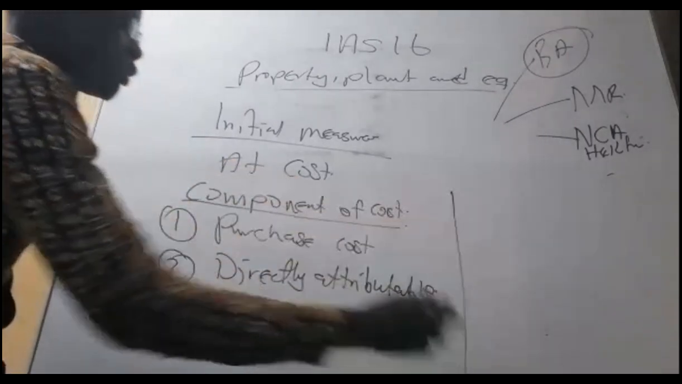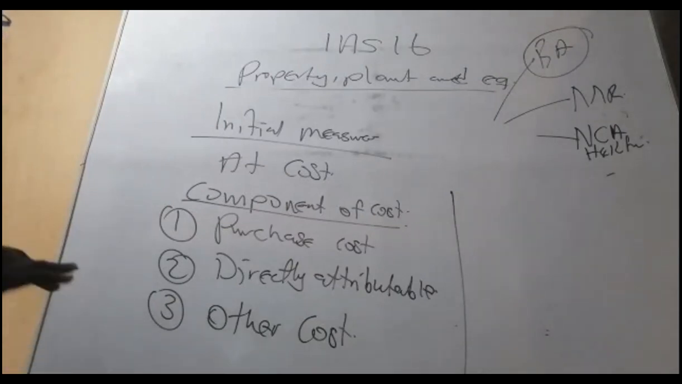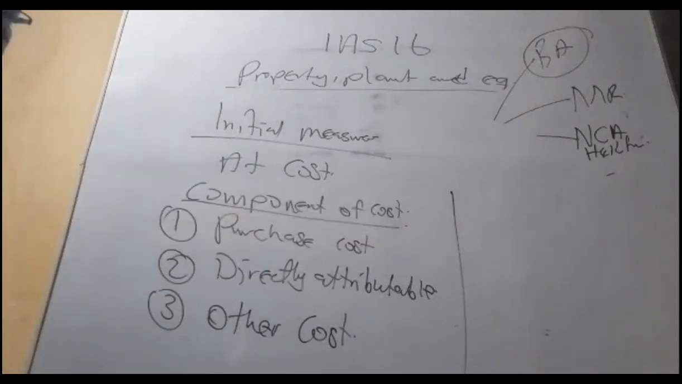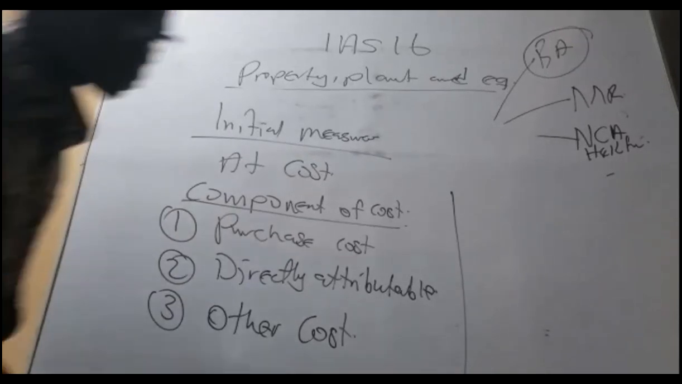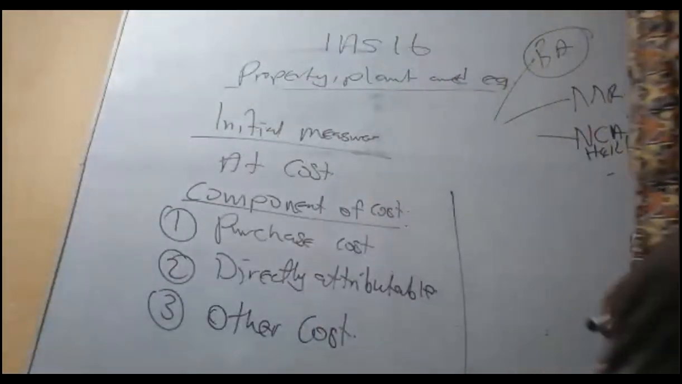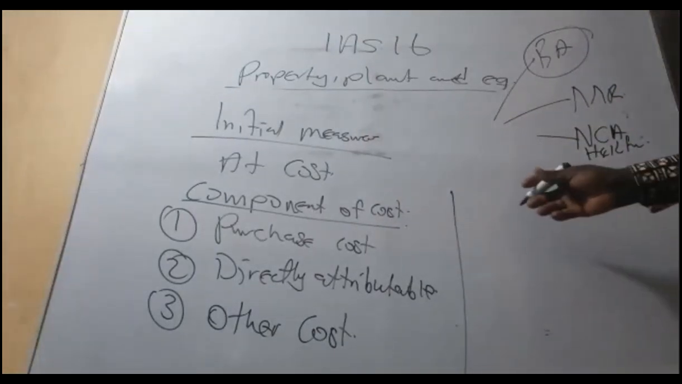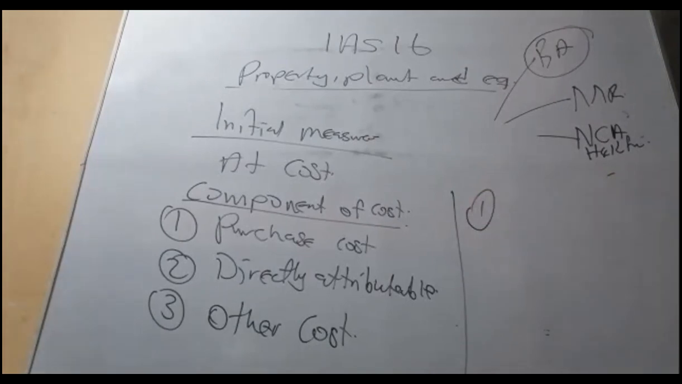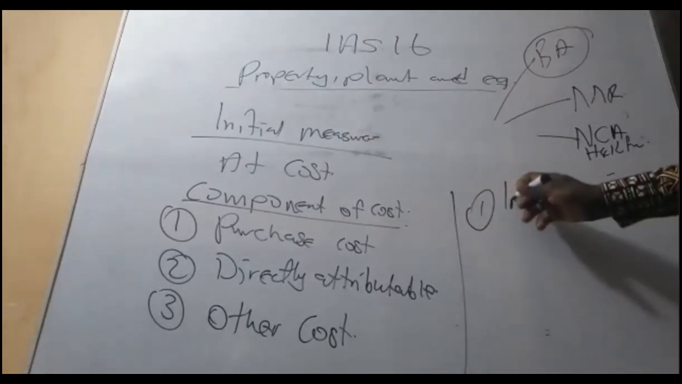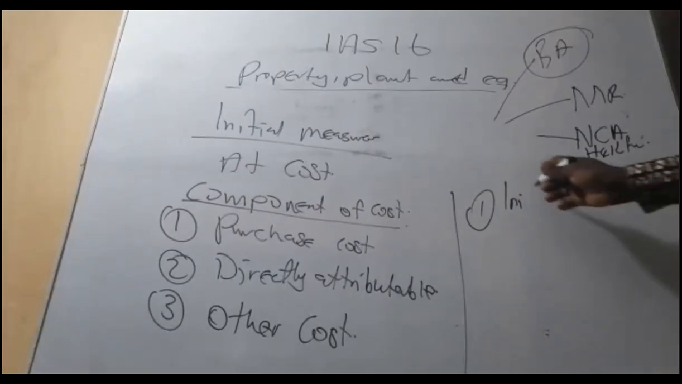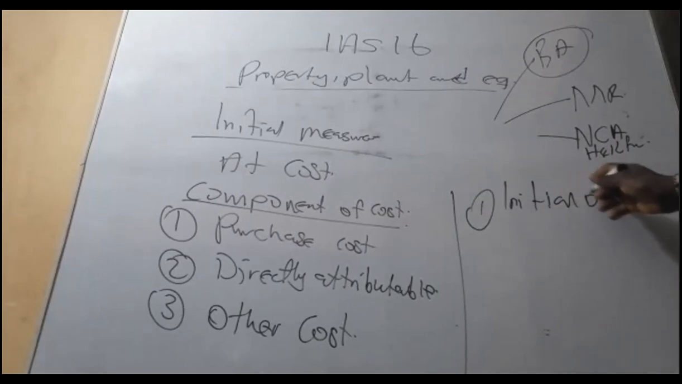Before we start the question, at the initial stage, once you have the component, the following items must be excluded from the cost. Exclusion simply means it must be what? Expensed in the P&L. It shouldn't form part of the cost of the PPE. One, what are the initial operating losses? They should not be part of the cost of the asset. Initial operating losses before the asset reaches its planned capacity should not be part.